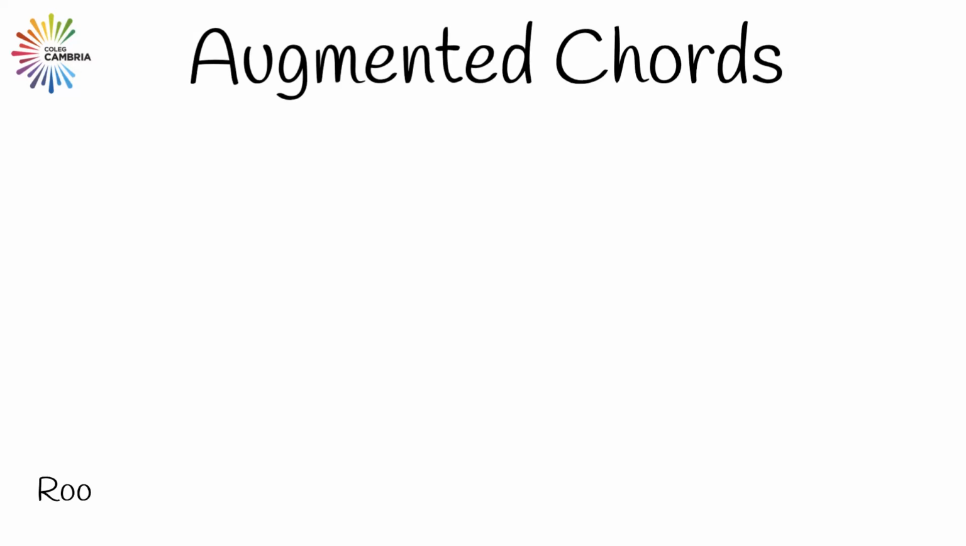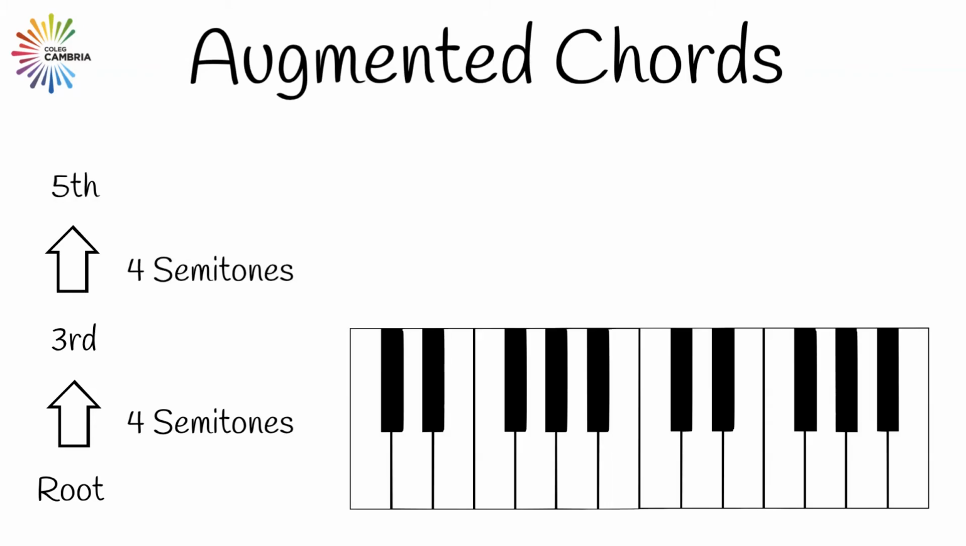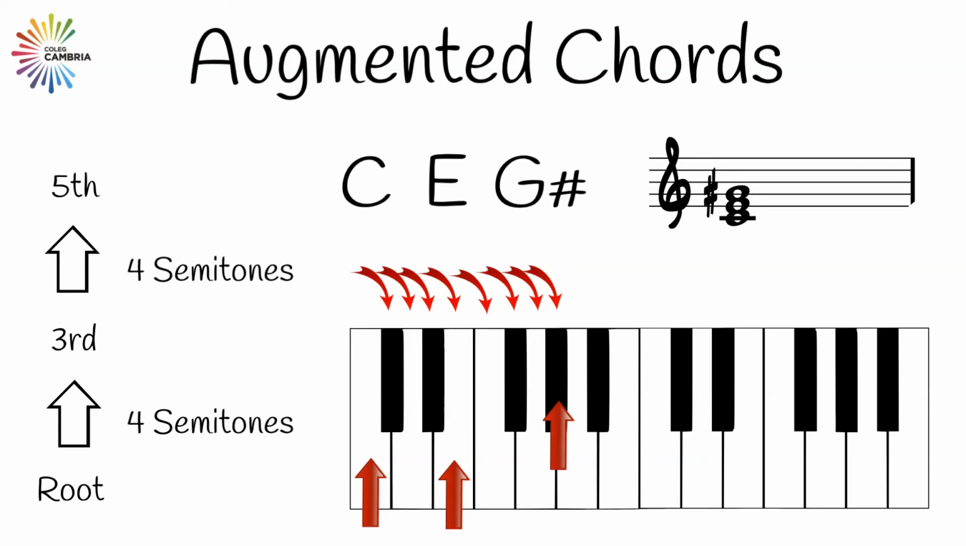Our next chord to work out is an augmented chord. This has from the root up 4 semitones, and from the third up another 4 semitones to the fifth. So if we're starting on C, we count up 4, 1, 2, 3, 4, that gets us to E, and then we count up another 4, 1, 2, 3, 4, which gets us to G sharp. So a C augmented chord is C, E, and G sharp.